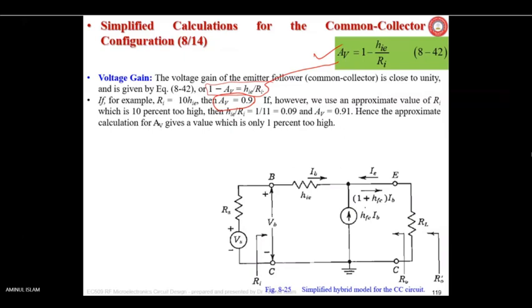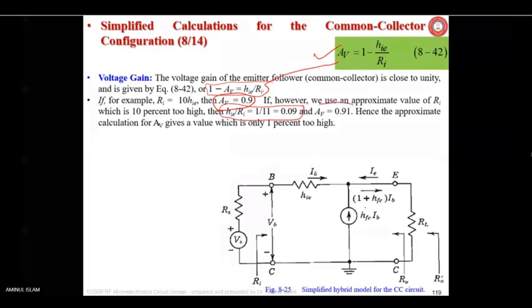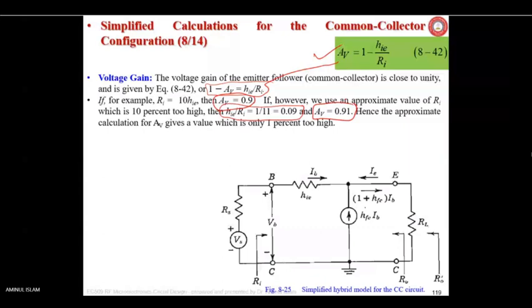Yes, sir. So if, however, we use an approximate value of Ri which is 10% too high, then HIE by Ri is going to be 1 by 11, equal to 0.09, and hence the voltage gain AV will be 0.91. Hence the approximate calculation of AV gives a value which is off by only 1%. So it's not a big deal. That's what it means: this approximate model can be used. Output impedance.